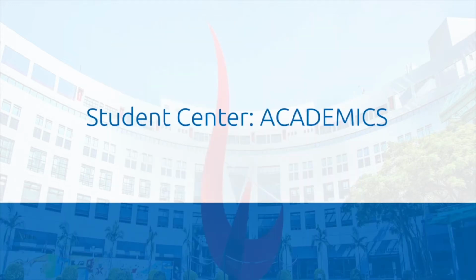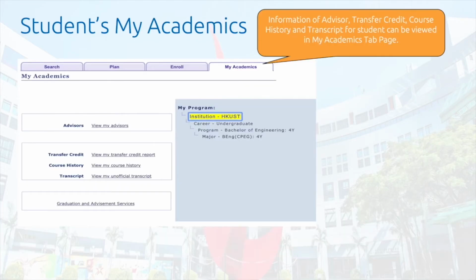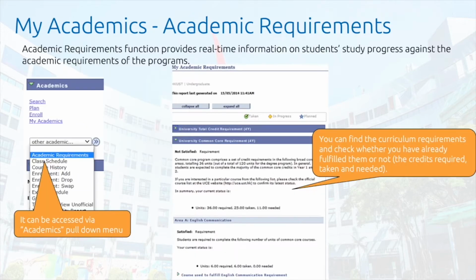Let's talk about the academics. The academics contains the major functions for class enrollment, such as checking for class schedules or class add drop. It also allows students to check the academic performance or progress. When you click My Academic tab, most academic-related functions can be found here. It includes your academic requirements, what if report, communicates with advisors, transfer credit reports, course history, and finally, how to generate an unofficial transcript.